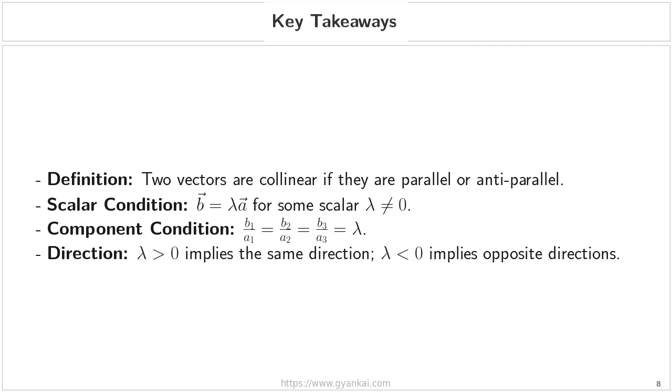Finally, don't forget the importance of the sign of lambda when determining direction. As we saw in our examples, if lambda is greater than 0, the vectors are pointing in the same direction. However, if lambda is less than 0, the vectors are still collinear, but they are pointing in opposite directions.